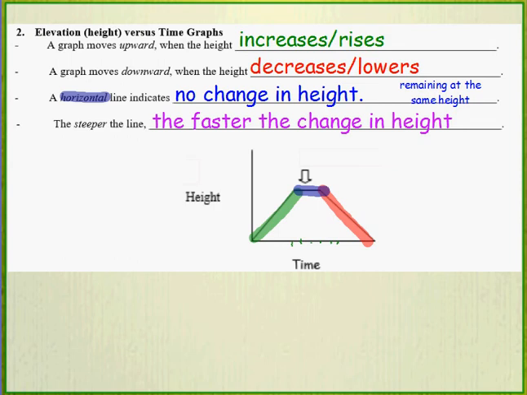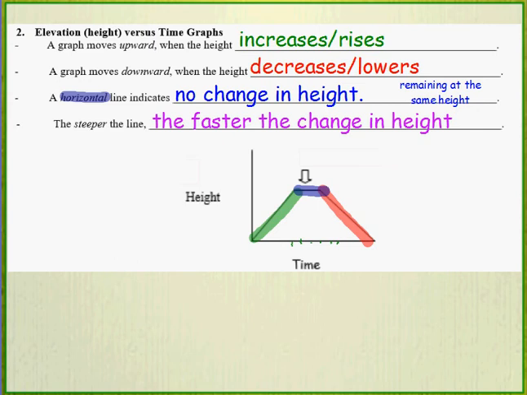And so for this example, maybe this is describing the water level inside of a container. At first, the water level is rising, and then for a period of time, the water level remains the same, and then the water level is decreasing, it is draining.